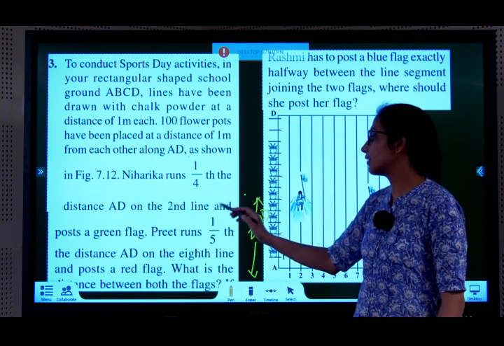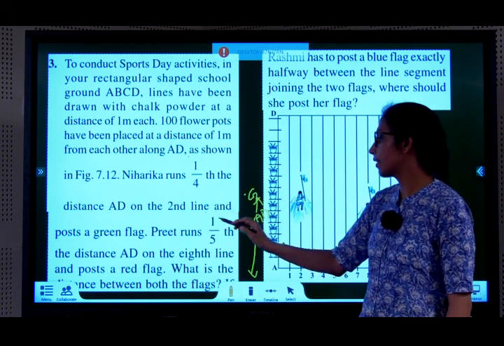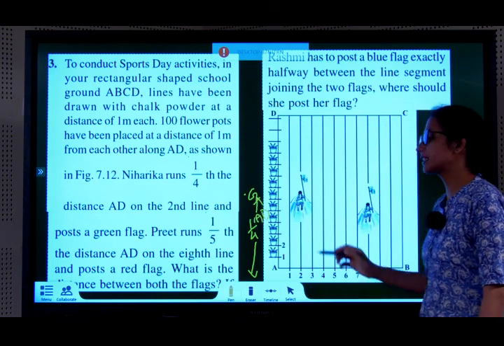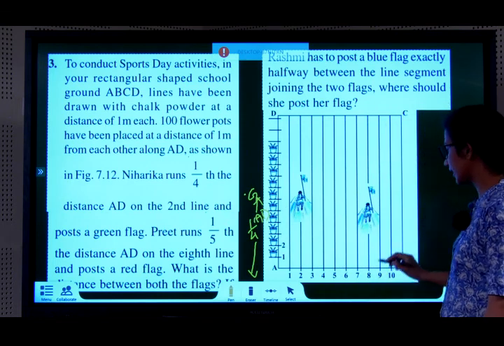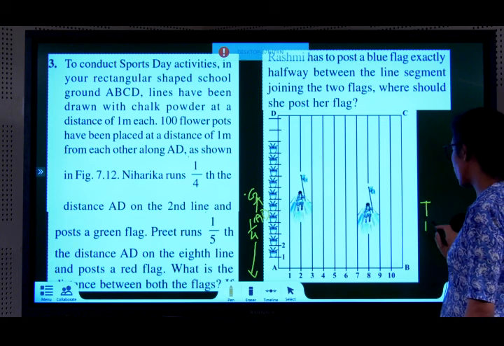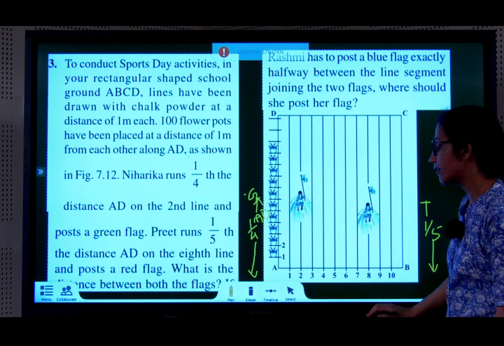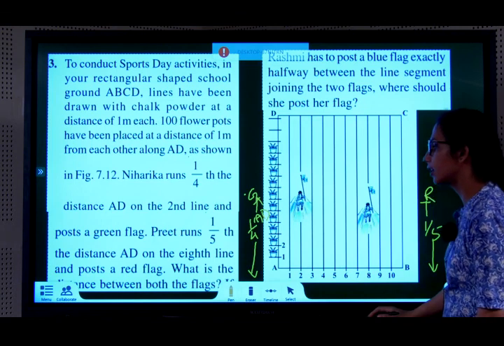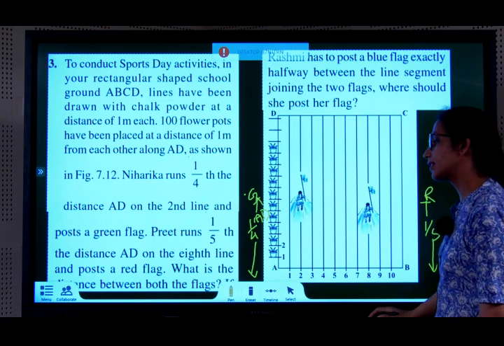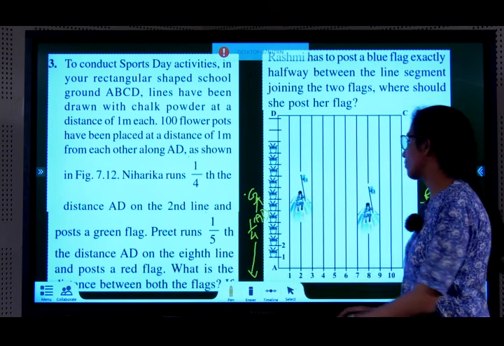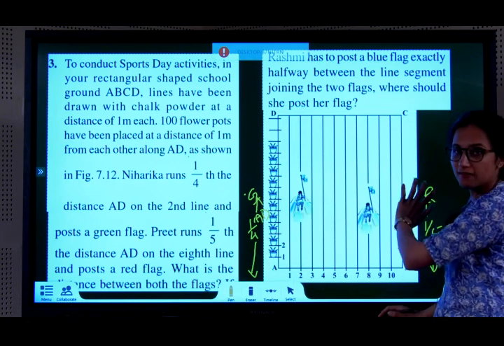And she posts a green flag. Preet runs 1/5 the distance of AD on the 8th line, and she posts a red flag. What is the distance between both the flags? We want the distance between the green flag and the red flag.